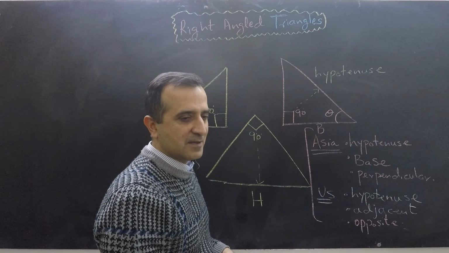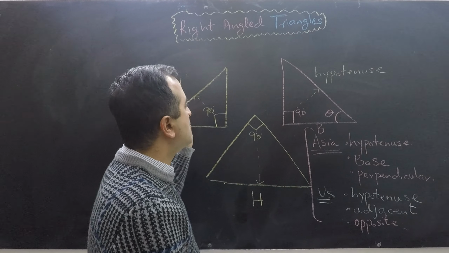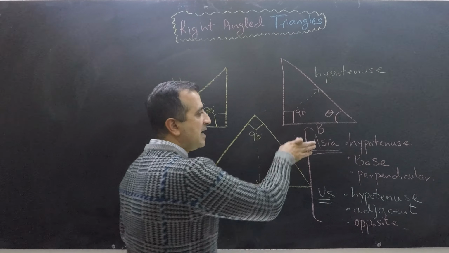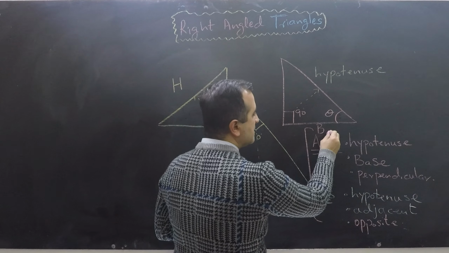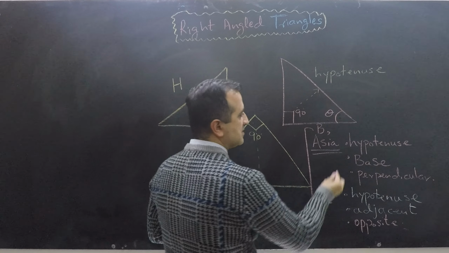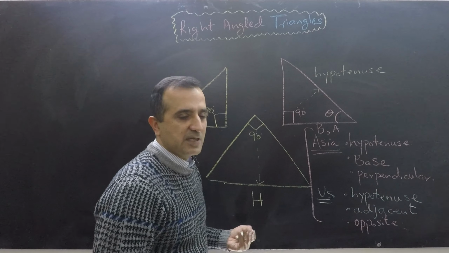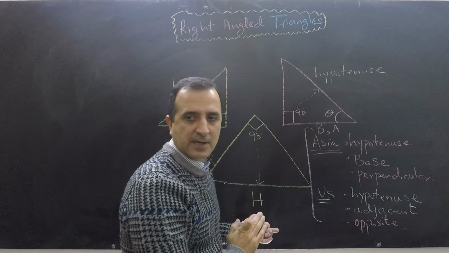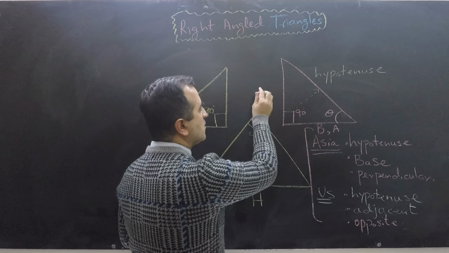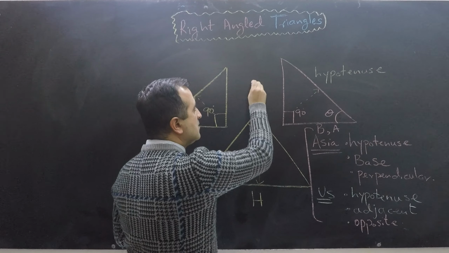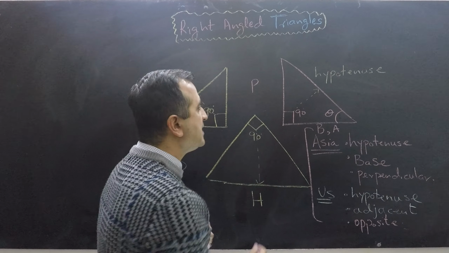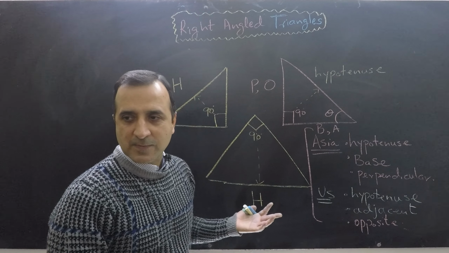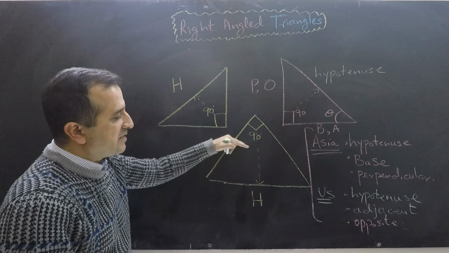What if the triangle is like this? So we have different kinds of triangles. We're going to do this in all of those triangles. So this side is base, right? And in other terminology, this side is adjacent, because this side is adjacent to my angle, right? And this side in one terminology is perpendicular, but in other terminology, this side is opposite. Make sense?